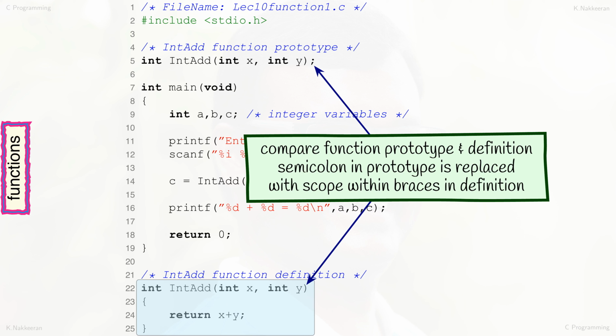Lines 22 to 25 are the lines written for the definition of the int_add function. Compare the prototype of the int_add function in line 5 with the definition written in lines 22 to 25. Semicolon at the end of the int_add function prototype in line 5 is replaced with the scope of the function enclosed within braces in the int_add function definition written in lines 22 to 25.